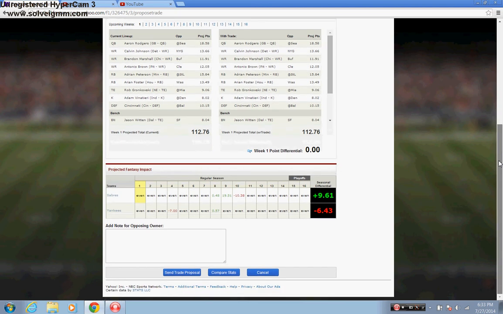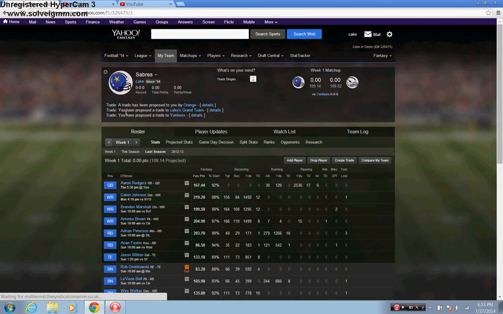You may be offering something for you to get a draft pick if you're out, or if they're a really good team, you're trying to get draft picks from that. So you send the trade proposal that way. And again, see, you've made a proposed trade.